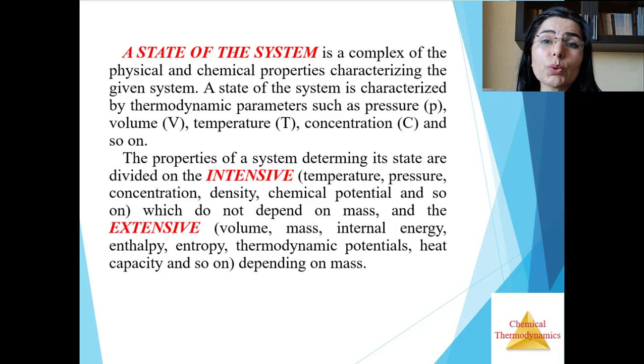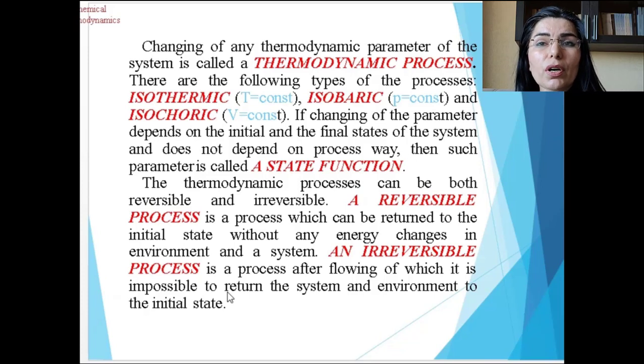Intensive properties include temperature, pressure, concentration, density, chemical potential, and so on. And the extensive properties include volume, mass, internal energy, enthalpy, entropy, thermodynamic potentials, heat capacity, and so on. Changing of any thermodynamic parameter of the system is called a thermodynamic process. There are the following types of processes: isothermic, isobaric, and isochoric processes.